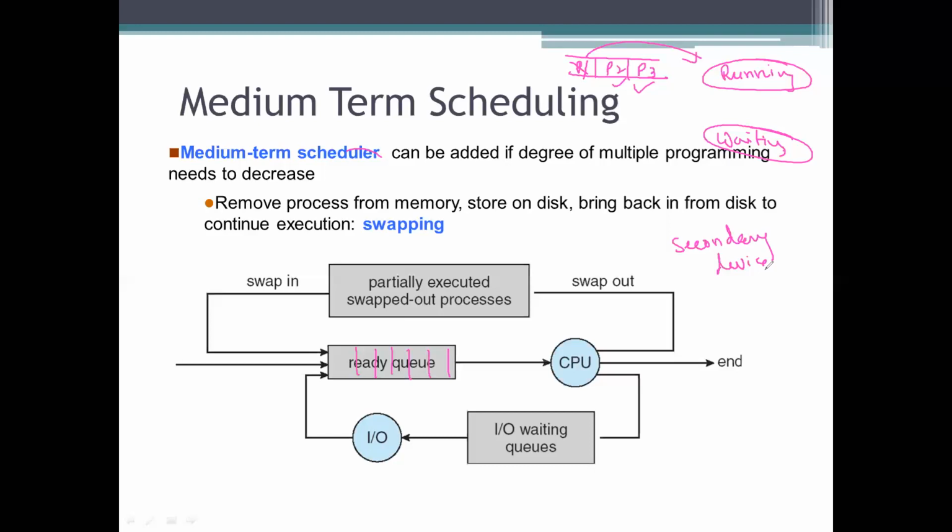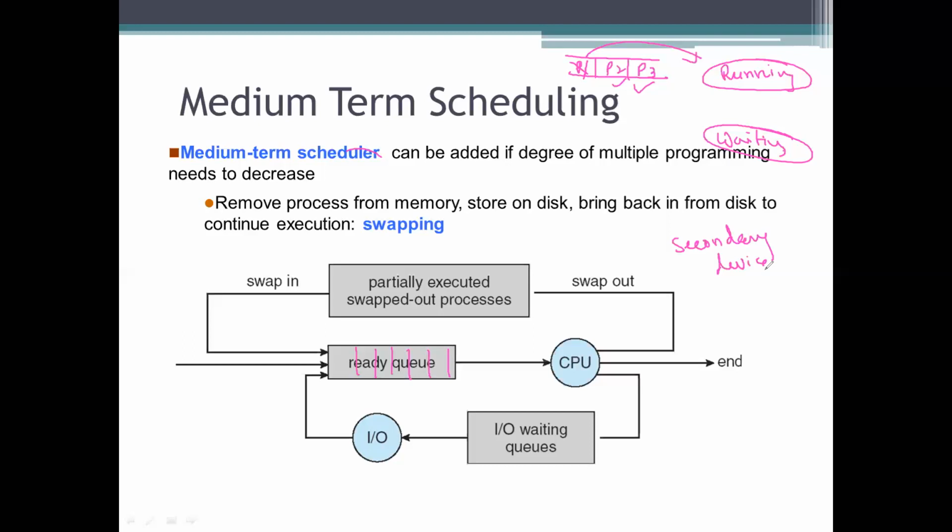And if it happens that in the ready queue, most of the processes are CPU bound, in that case it will send some processes back to the backing store or secondary device, and it will bring some IO bound processes from the secondary device to the ready queue, to create a good mixture. And the same thing is true for IO bound processes also.